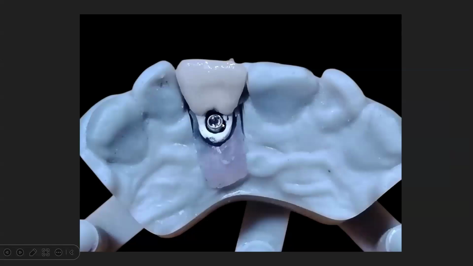You can see here how it's flushed, seemingly flushed with the gingiva. If you use other types of restorations, we need at least 4 mm of abutment or of a Ti-base. There are no Ti-bases that are lower than 4 mm, or it gets de-cemented.